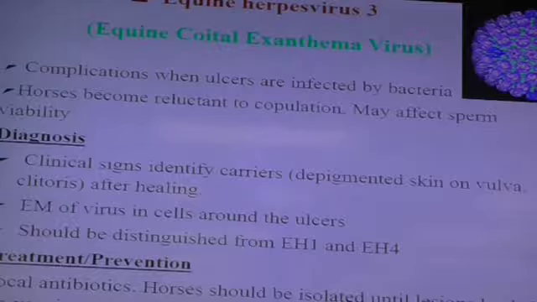For diagnostic purposes, one can do EM for the virus. In relation to differential diagnosis, it should be differentiated from herpes 1 and herpes 4. Treatment is basically local antibiotics, and there is no vaccine available for this disease.